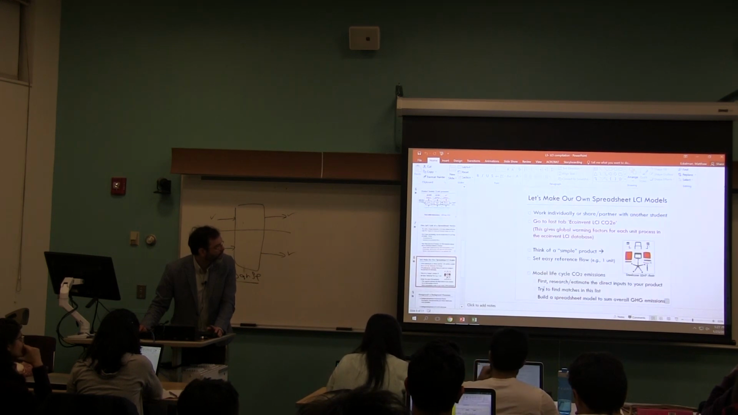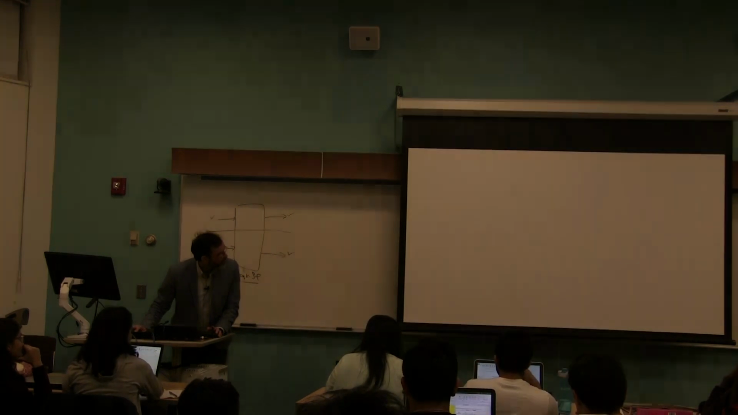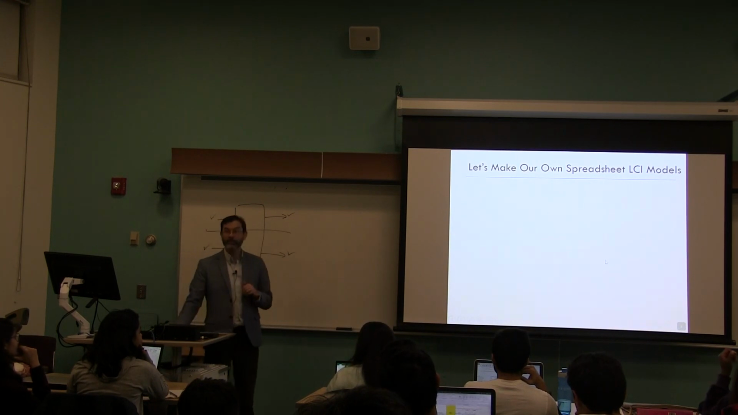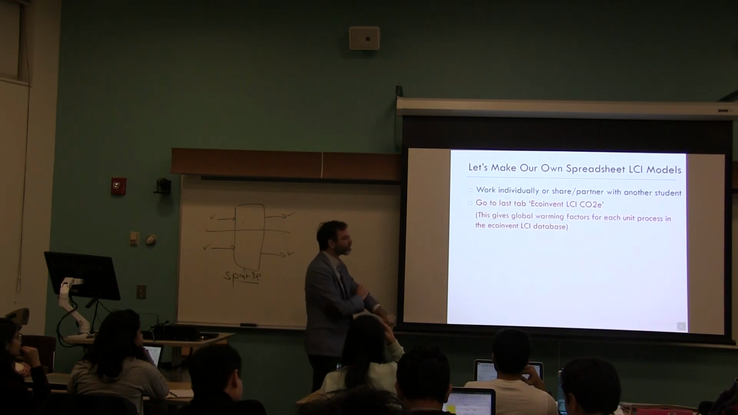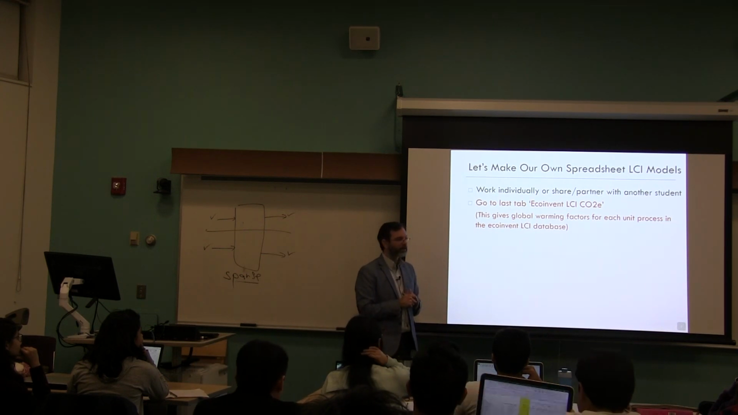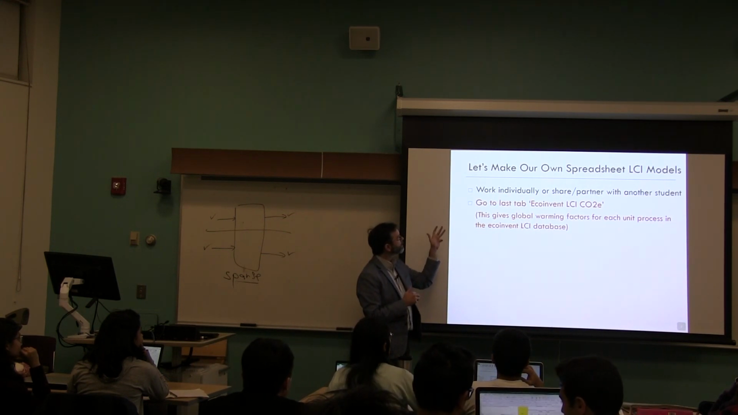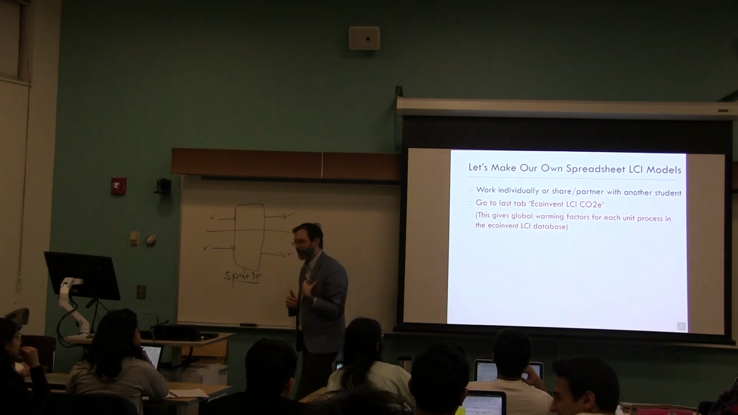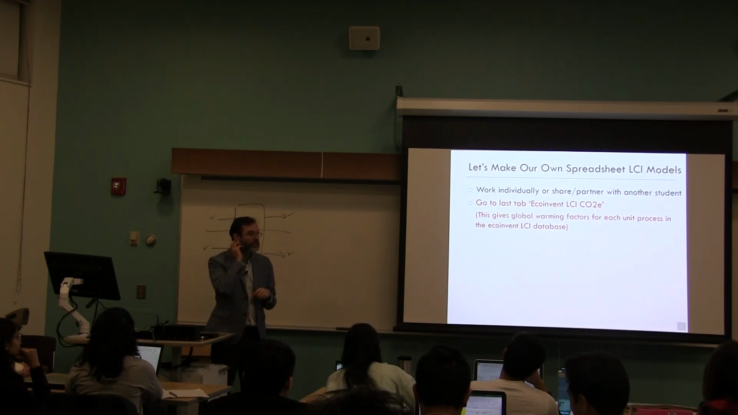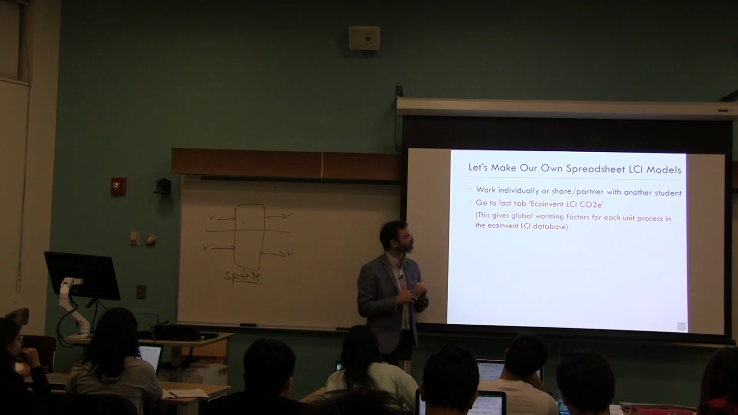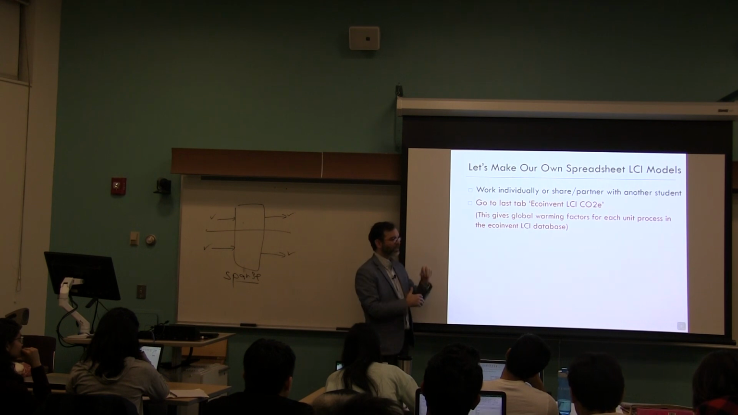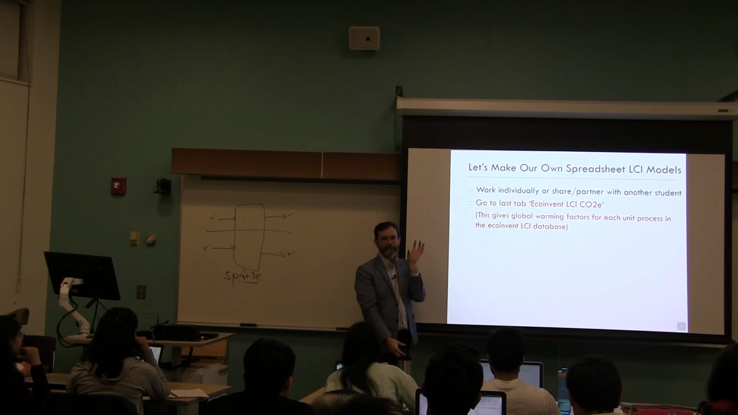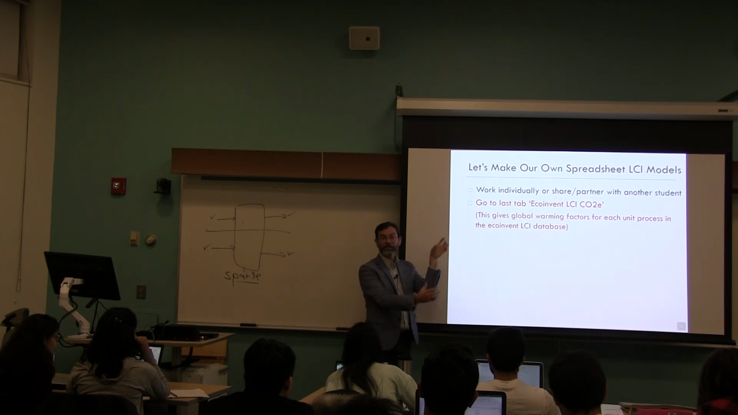Now what we're going to do is make our own spreadsheet model. By we, I mean you. I want you, again, to work with a partner nearby. Go to the last tab of the spreadsheet that you have. It's called EcoInvent LCI, just the CO2 pieces. What I've done is extract a list of all the unit processes and their associated CO2 emissions.